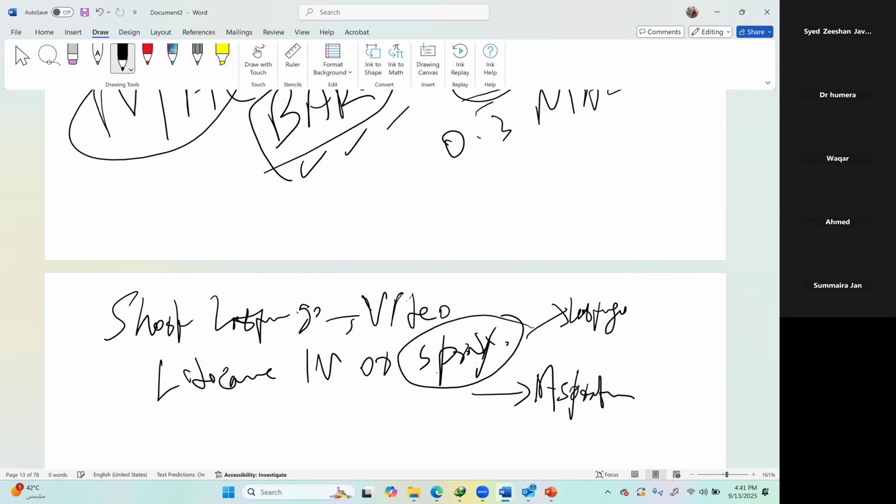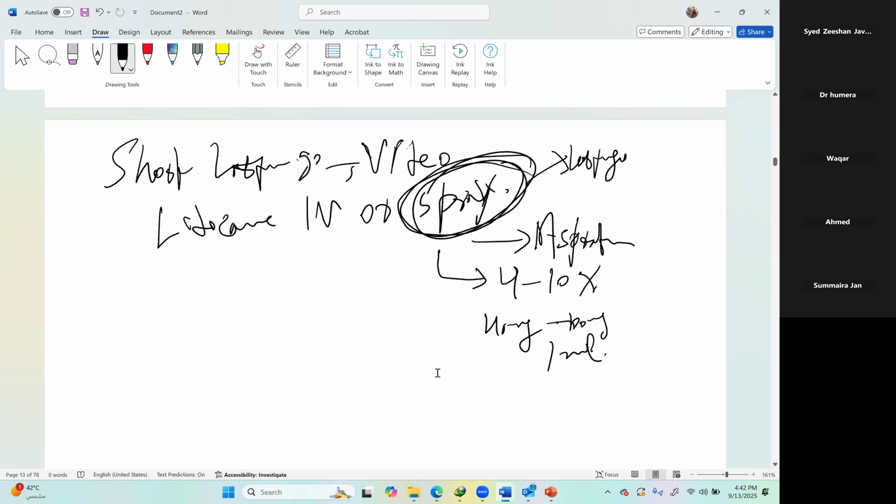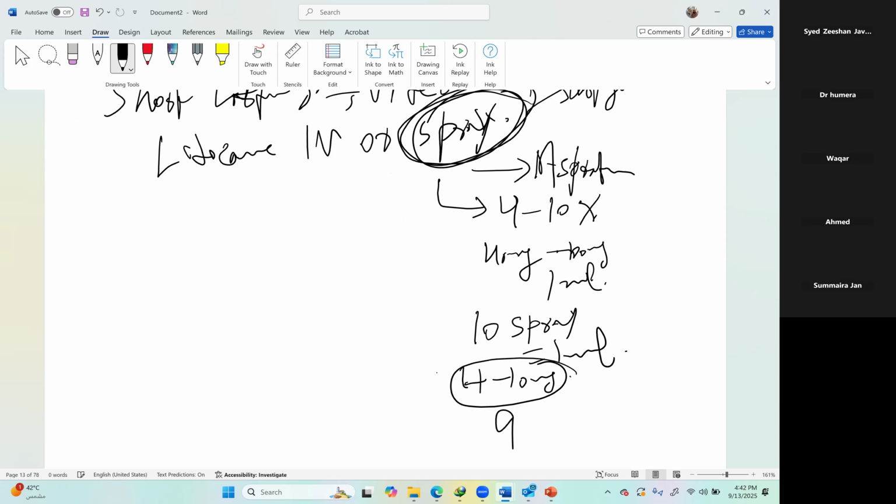Okay, so whenever you are using the spray, and another possible question about spray, you should know that 4% or 10% means 40 milligram to 100 milligram per ml. Usually it is different in different manufacturers, but maybe around 10 sprays equal 1 ml. One spray is 4 to 10 milligram, and the dose is around 9 milligram per kg. So these are the things which you should know about spray.